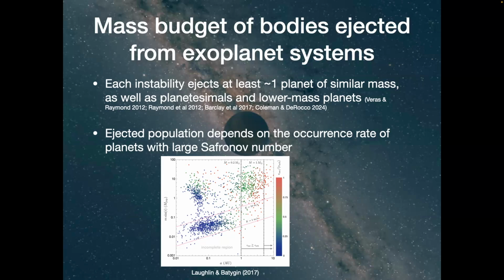And so what do you see? Basically, super Earths down here, they can't eject anything. They're too small, too close in. Hot Jupiters can't eject anything, but the outer, cold Jupiters can.